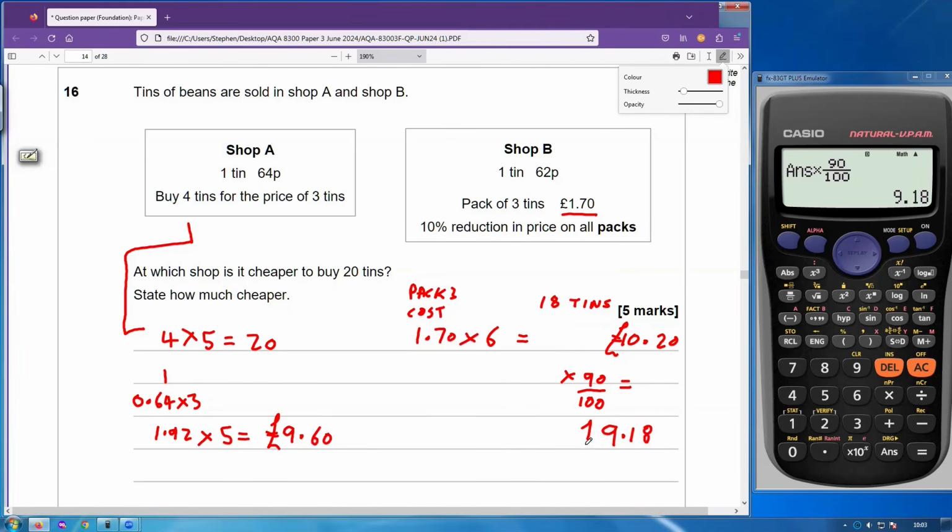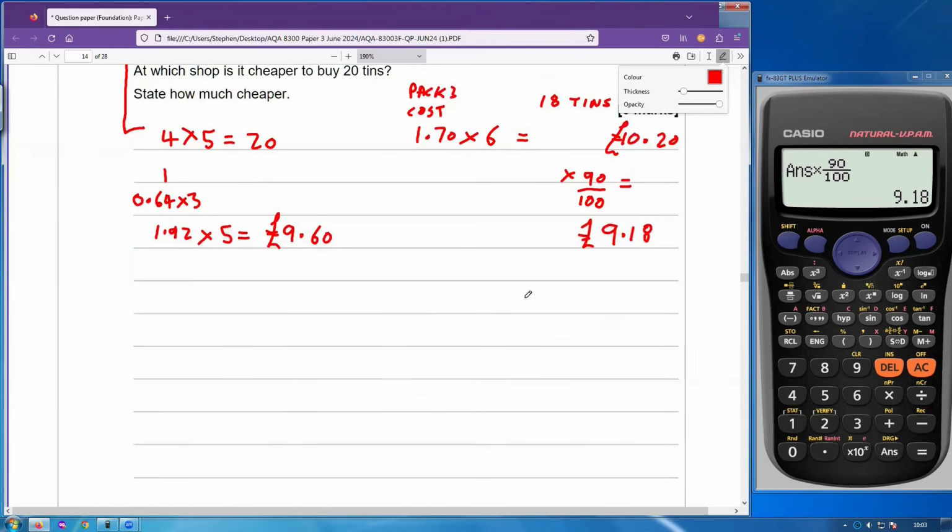Okay, so far so good. And then we've got to add on the other 2 tins because we've only got 18 tins at the moment, but we can only buy those as separate tins, and they're going to be 62 pence each. There's nothing wrong with this. We can put it on like this.